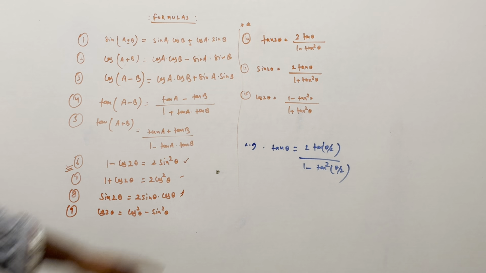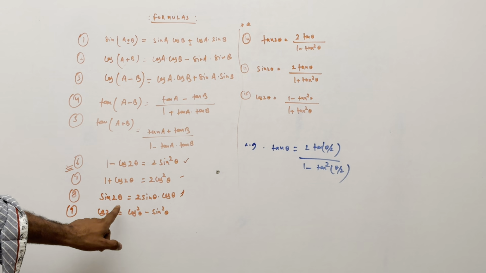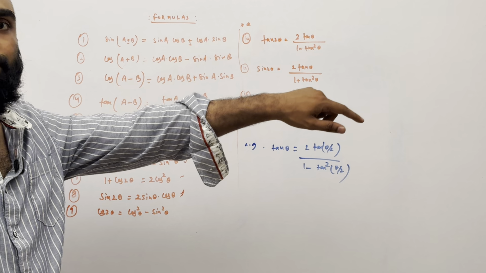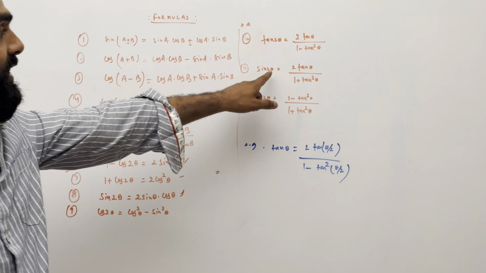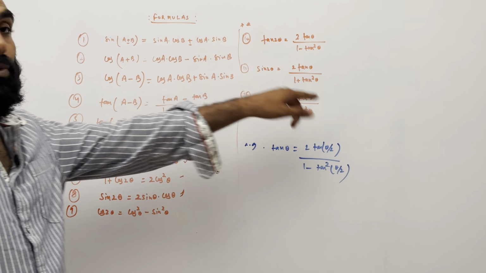Clear? Same I can apply for sine 2 theta. Sine 2 theta in the form of this one is 2 sine theta cos theta. But in the form of tan theta, if I have to utilize, then I will use this formula, 2 tan theta divided by 1 plus tan square theta.